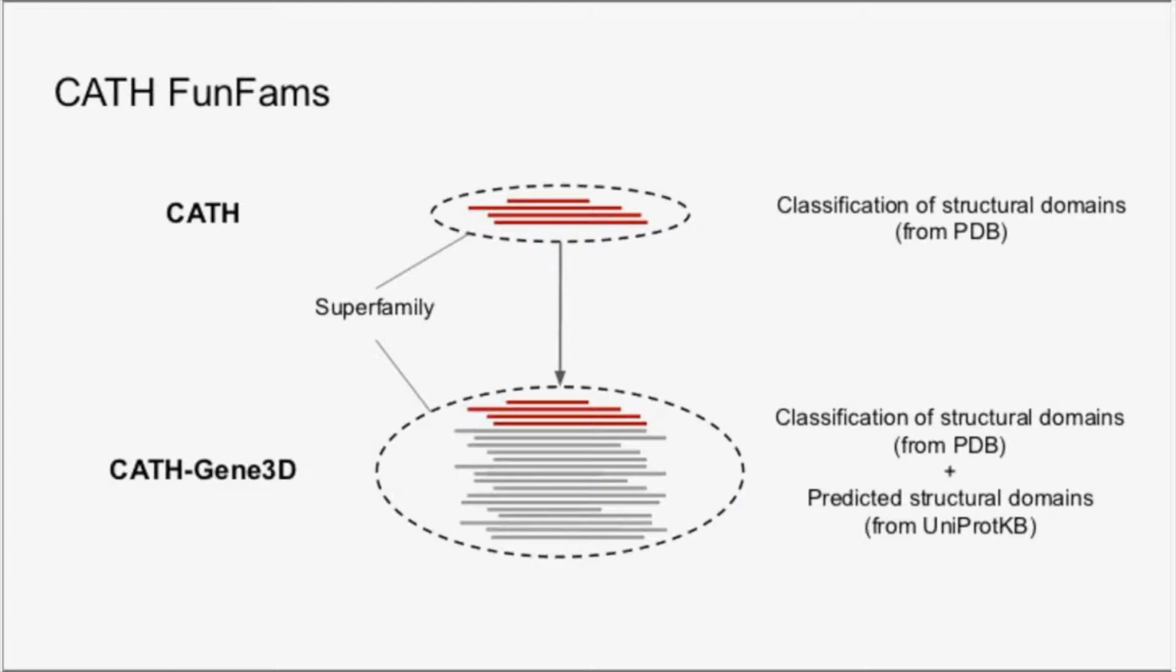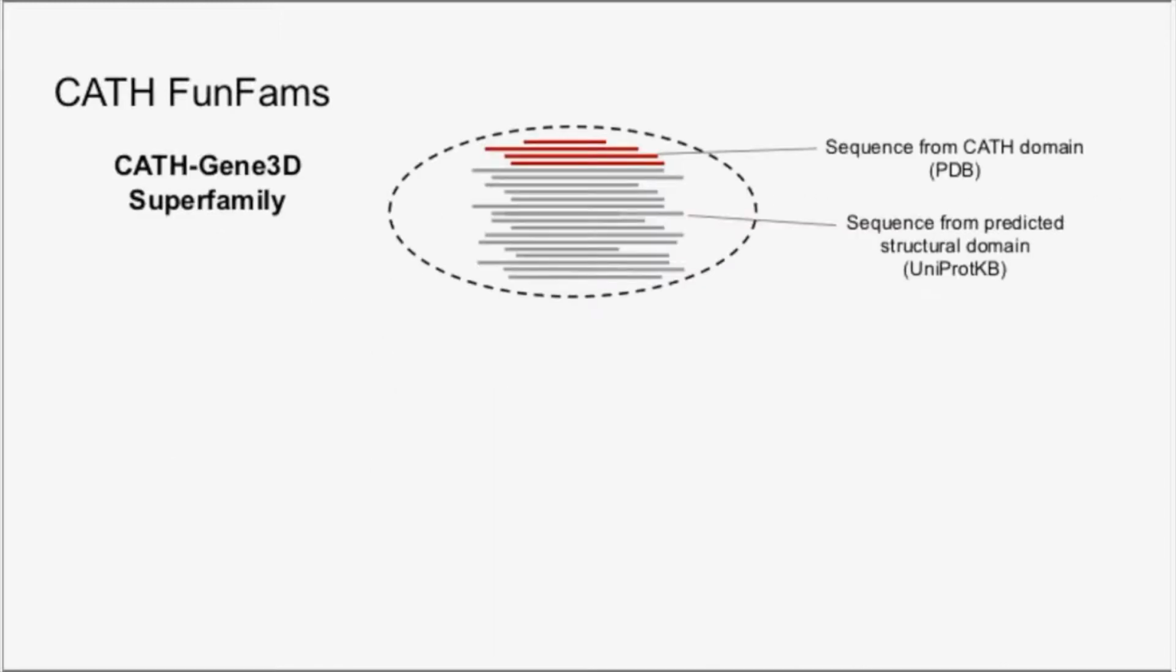So the FunFams are an important part of this grant, so I'll try and give an overview of this without going into detail. The idea is that CATH is a classification of structural domains from the PDB. On top of that, we add in lots of predicted structural domains from UniProt, so we use sequence searching technologies to find lots of domains that we think are going to be a certain structure, and we group those together into a superfamily. And this joint resource is CATH Genome 3D, which is structures and sequences together.